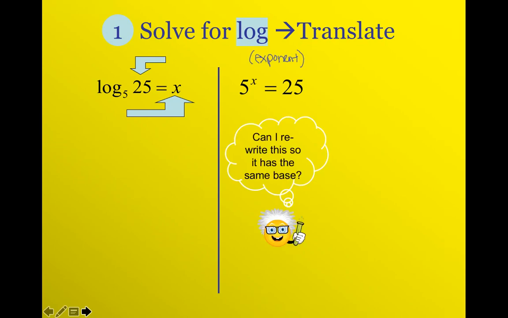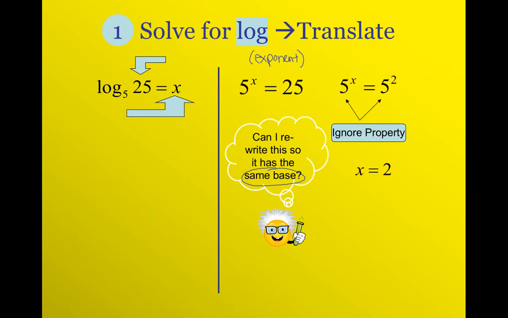Even though you might be looking at this and you know exactly what x is, because this is one you've worked with, let's use some of the things we've talked about and rewrite this so that they have the same base. How can you rewrite 25 to have a base of 5? Well, 5 squared. We can then ignore the bases, and x must be equal to 2.